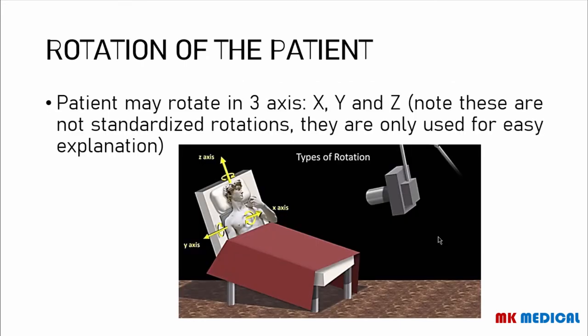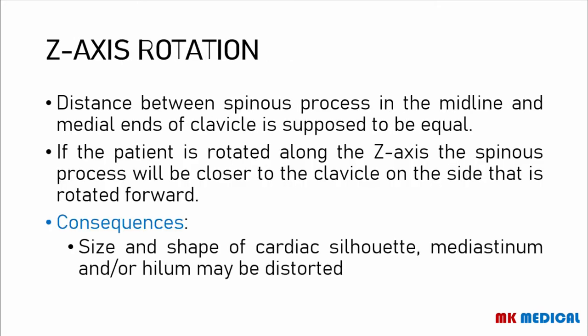Then this patient can rotate in the z-axis. So if this patient rotates in the z-axis, what's going to be happening is that the distance between the spinous process in the midline to the medial ends of the clavicle will not be equal, because this distance is supposed to be equal to ensure that this patient is well centered on the x-ray. So if this patient is rotated along the z-axis, it will mean that the spinous processes can move closer to one side of the medial end of the clavicle. And the consequences of this is the size, even the shape of the cardiac silhouette, the shape of the mediastinum, even the hilum is going to be appearing distorted.